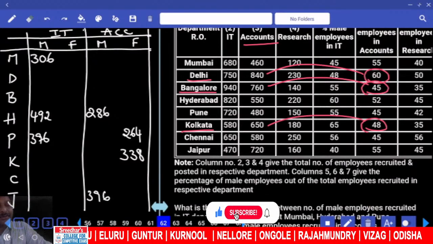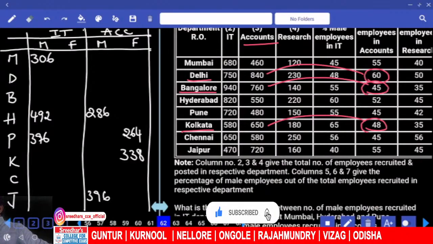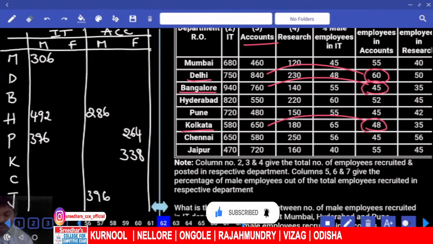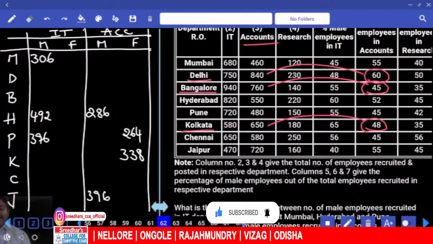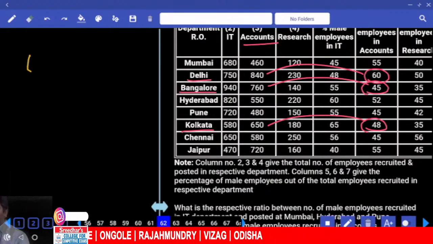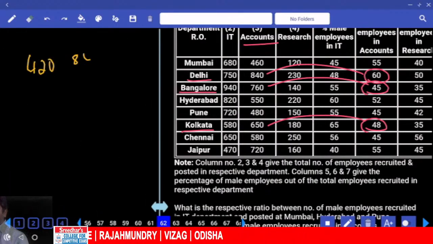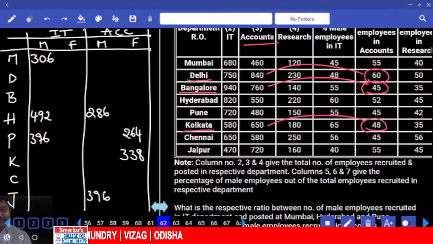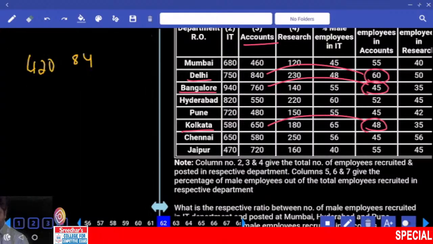Right, out of 840, 60%, 50% plus 10%. 50% is 420 plus 84, 504. Accounts department, male, Delhi: 504.